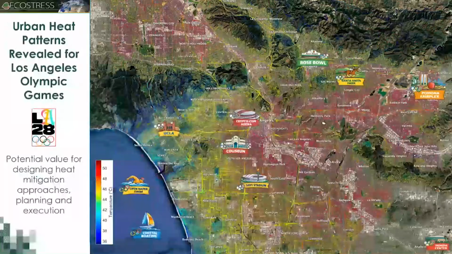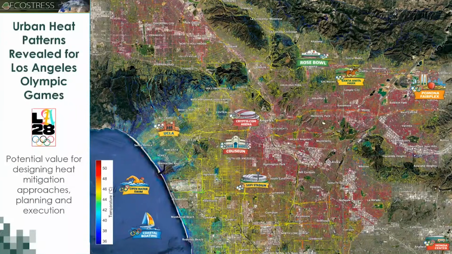scale. As I mentioned before, in looking ahead, the Olympic Games is coming up in 2028 in LA. This is a sharpened ECOSTRESS temperature map, similar to what we did over the Phoenix area, where we pull out the temperatures at the street level. What I've highlighted here is the actual venues of the Olympic Games.